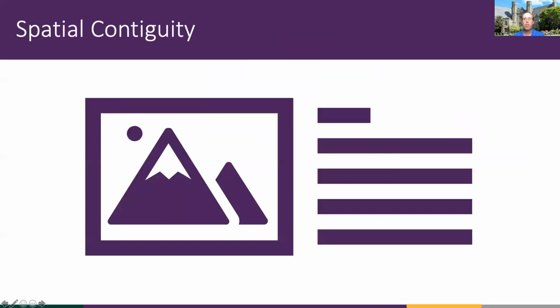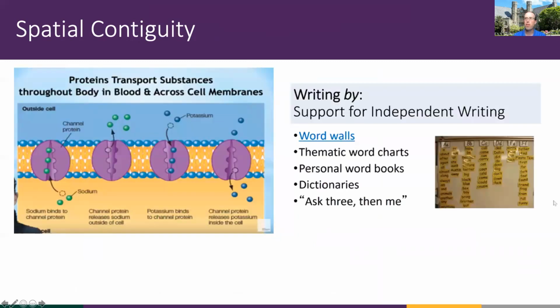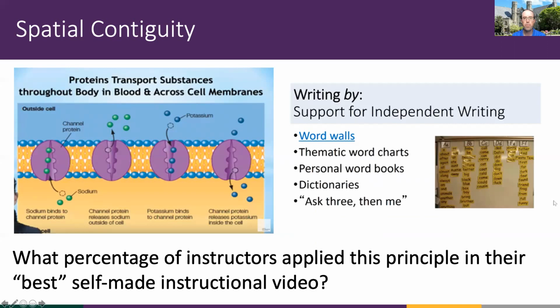Our next principle is called the spatial contiguity principle, and it's when you have related words and images close together in a video. Here are 2 examples from the video artifacts. On the left, you see a diagram with words very close to the particular aspects of the image that they're referring to and the way that they've structured those descriptions underneath the 4 examples. And on the right, you have a slide that's talking about word walls with a picture of word walls and some other aspects in relative close proximity to each other.